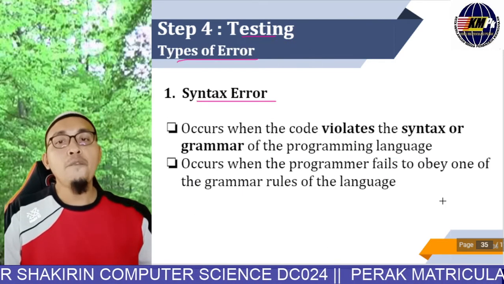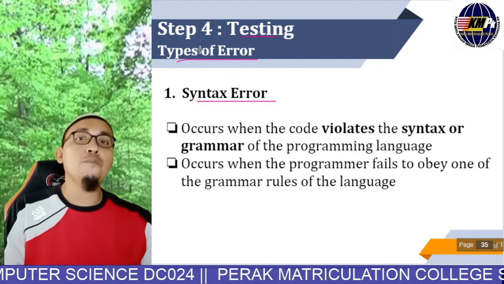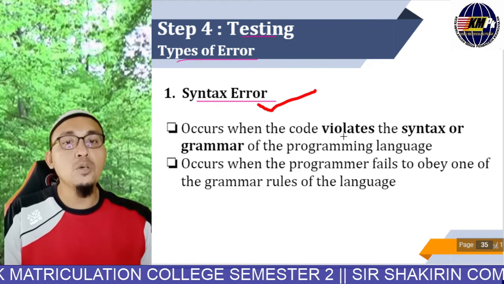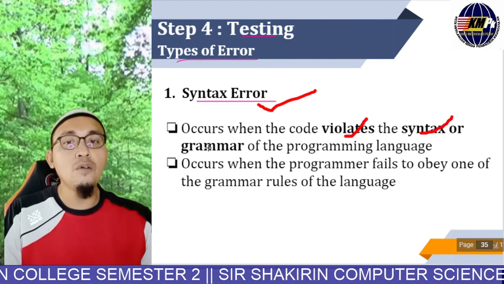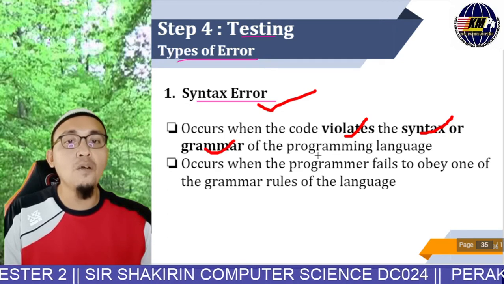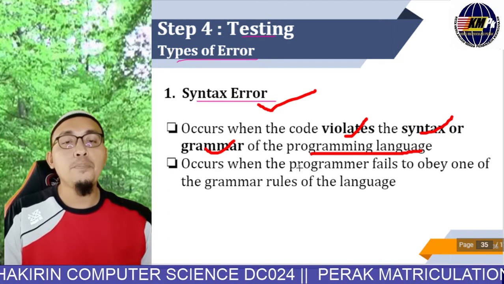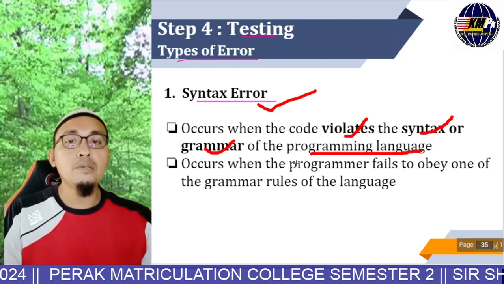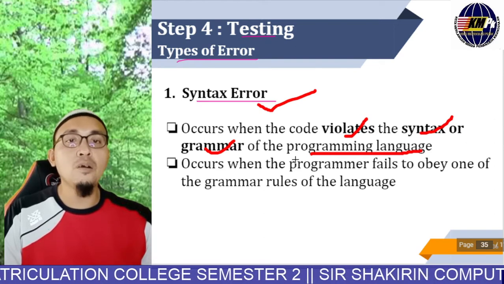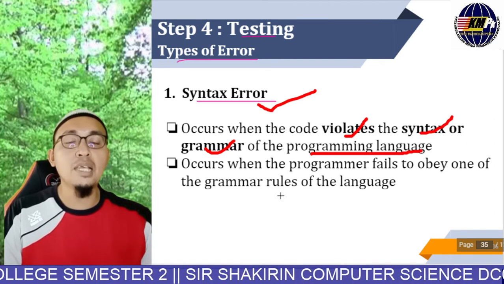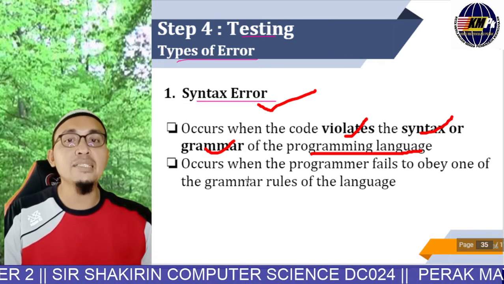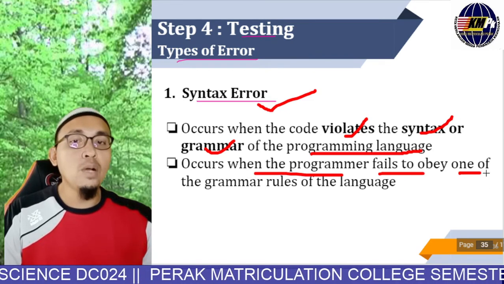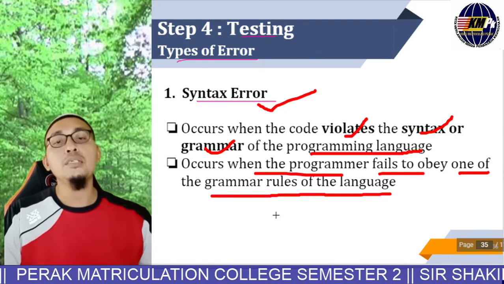There are 3 types of error in step 4, testing. First is syntax error. It occurs when the code violates the syntax or grammar of the programming language. This happens because of misspelling, maybe the programmer writes incorrect syntax, incorrect quotation, or incorrect signs. It will cause a syntax error. It occurs when the programmer fails to obey one of the grammar rules of the language.